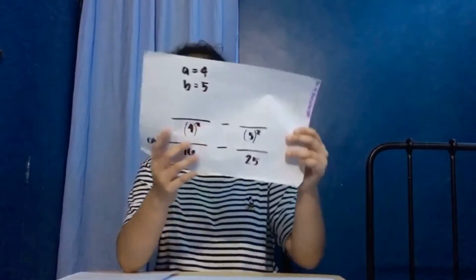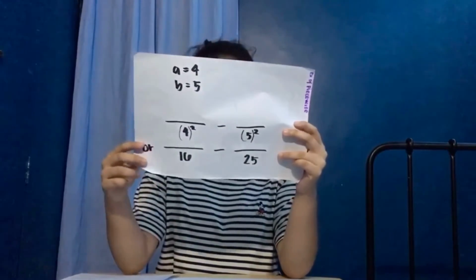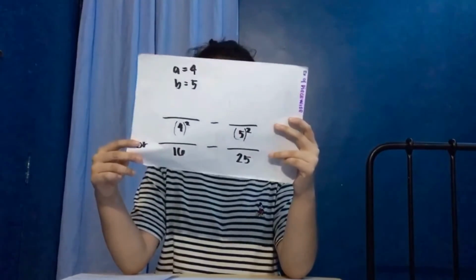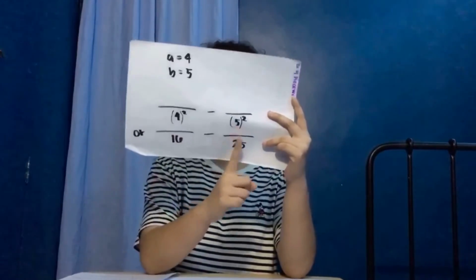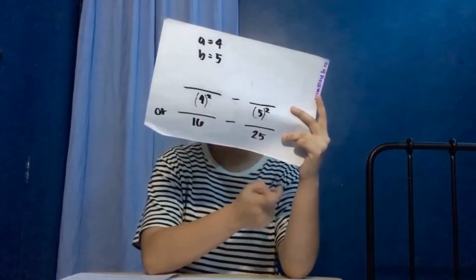In order for us to get 16 and 25, the given is a equals 4 and b equals 5. And based on the standard equation again, a squared and b squared are the denominators. I substituted 4 and 5 in the denominators, then 4 squared results in 16, and 5 squared results in 25. And this is the final equation.